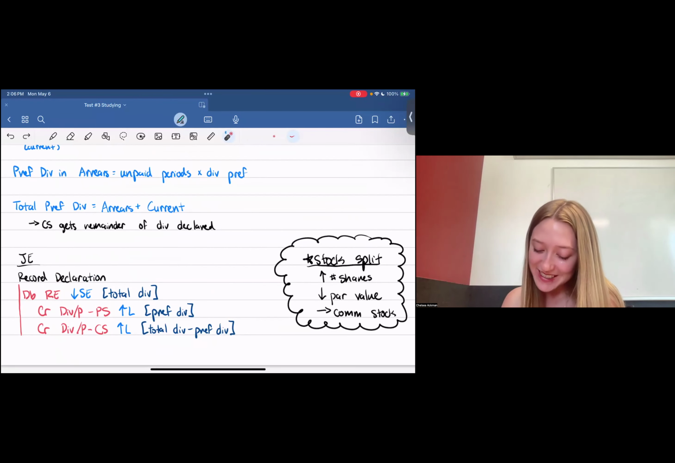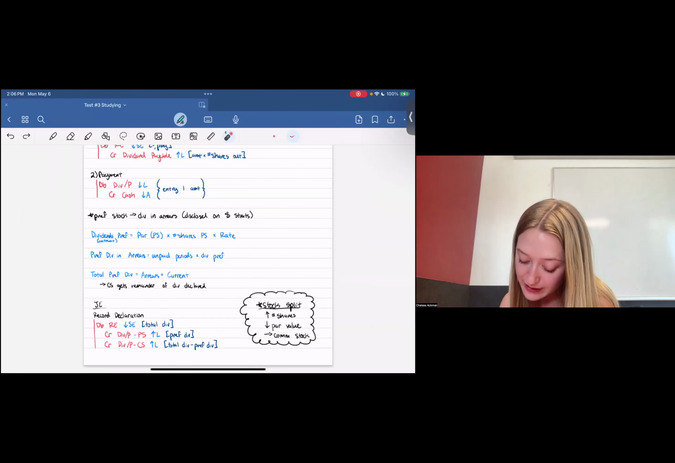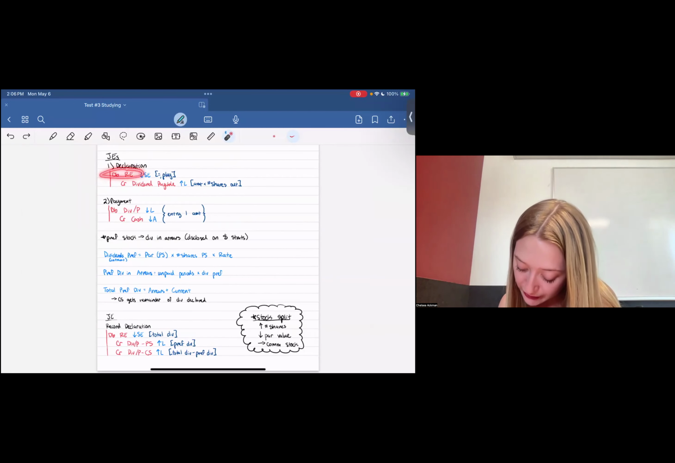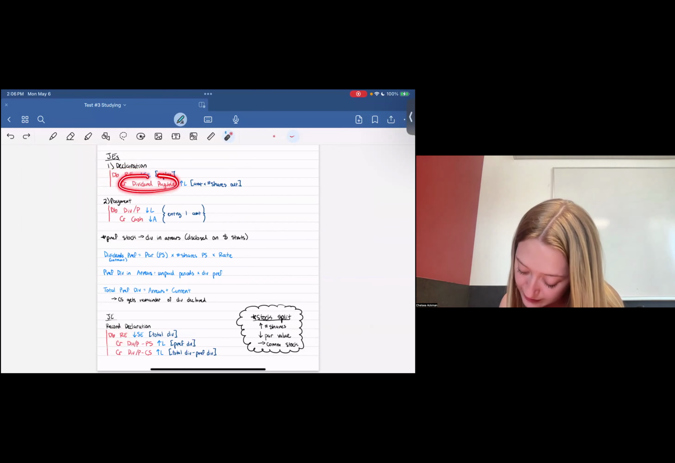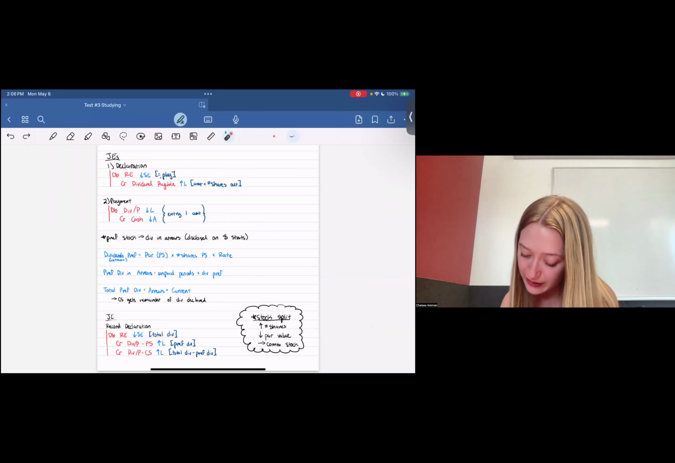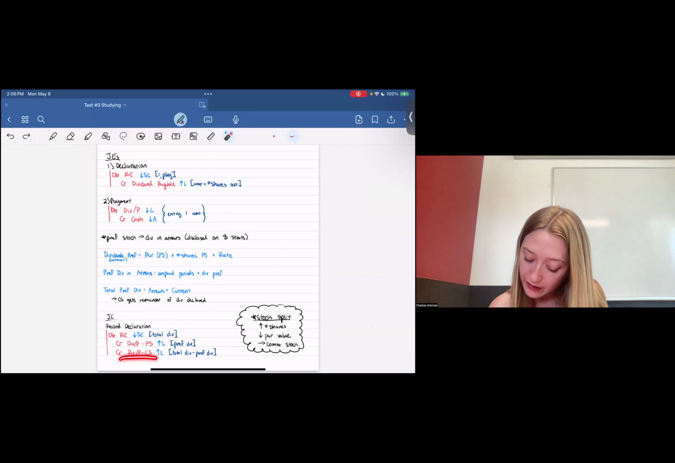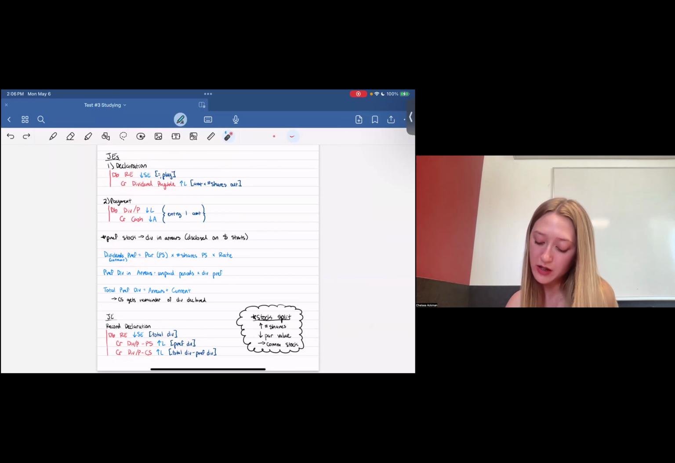Except for when we have dividends in arrears, where it's slightly different. We still have the debit to retained earnings. We still have the credit to dividend payable. It's just different amounts because the debit to retained earnings is our total dividend that we're given. Our credit to dividend payable for preferred stockholders is the preferred dividend amount. And then our credit to dividend payable for common stockholders is the difference between these two.